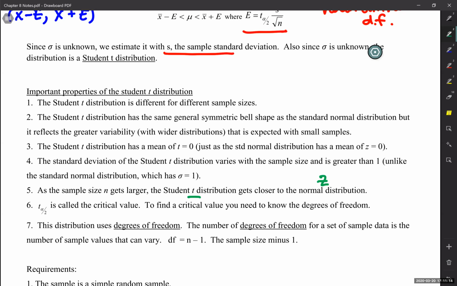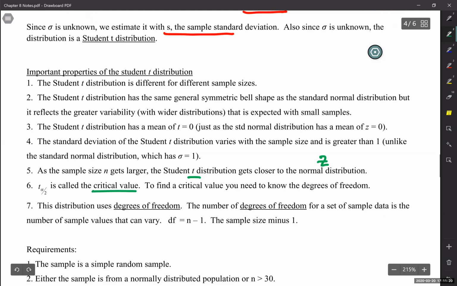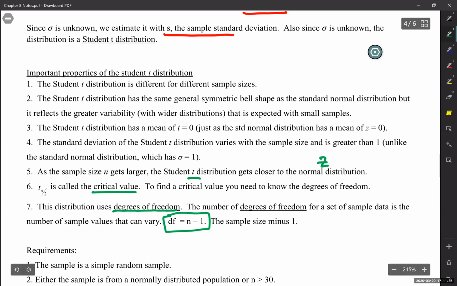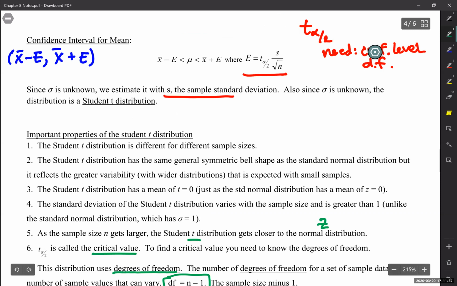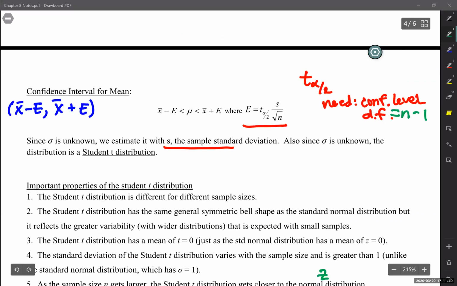t of alpha over 2 is called the critical value. And in order to find the critical value, you need to use the degrees of freedom. And so there's a formula for degrees of freedom. It is sample size minus 1. It is very easy to calculate. We're just going to subtract 1 from n. And so up here at the top, that's the degrees of freedom. It is our sample size minus 1.